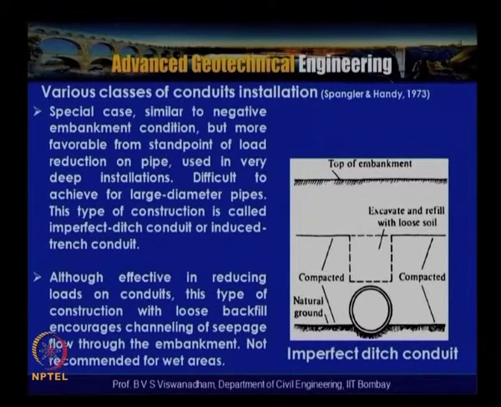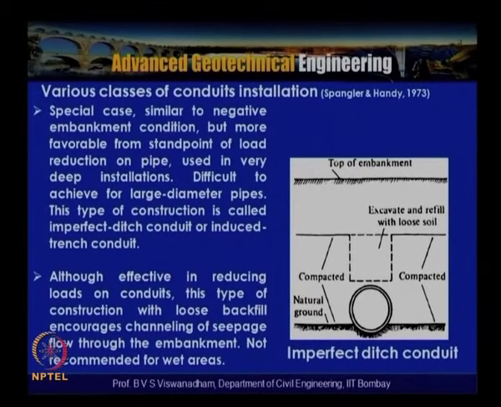Then there is also another category of conduits which is called imperfect ditch conduit. This is a special case similar to negative embankment condition, but more favorable from the standpoint of load reduction on the pipe, used in very deep installations and difficult to achieve for large diameter pipes. This type of construction is called imperfect ditch conduit or induced trench conduit.